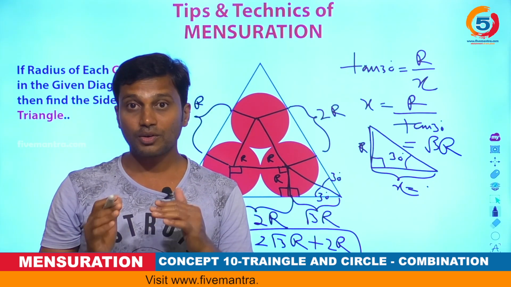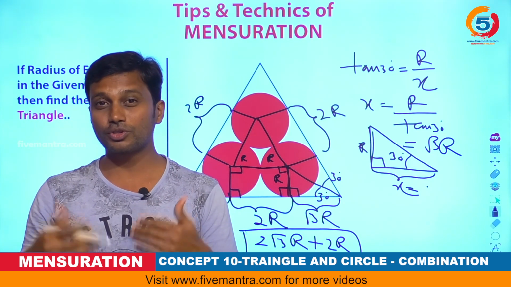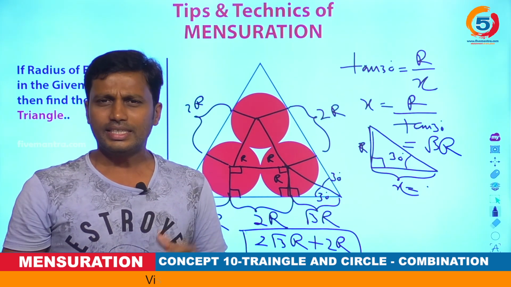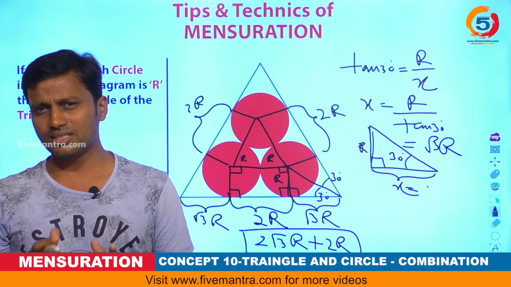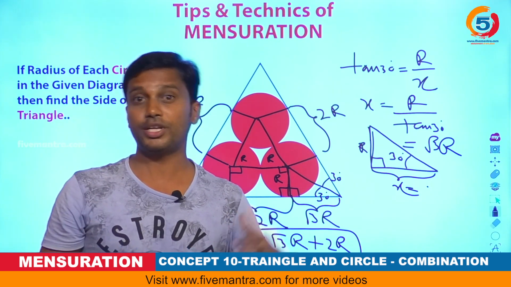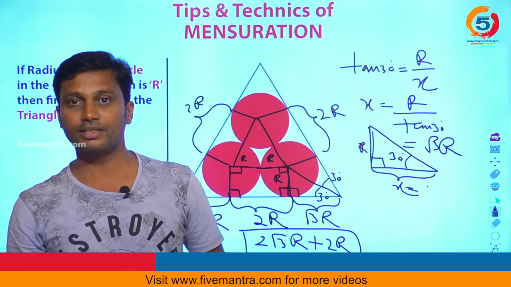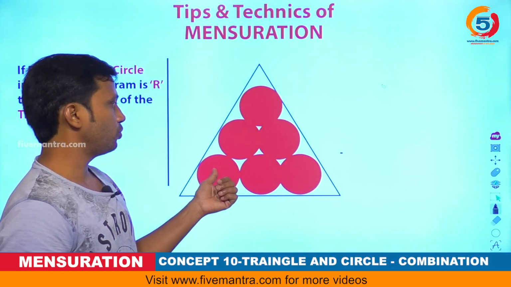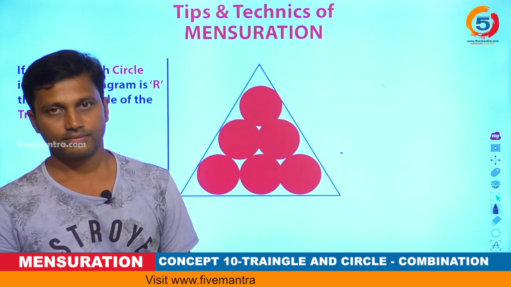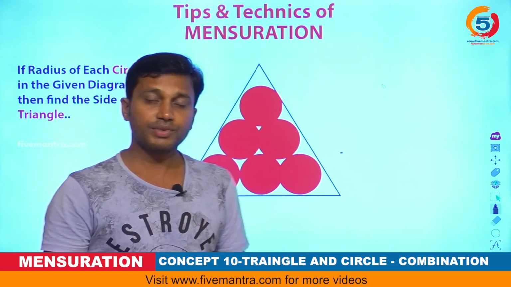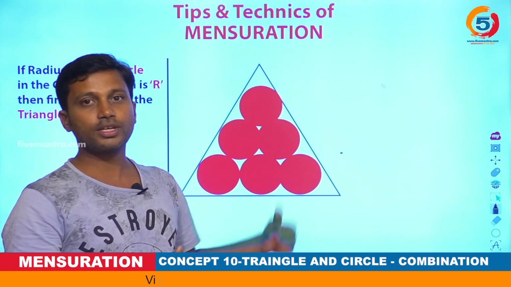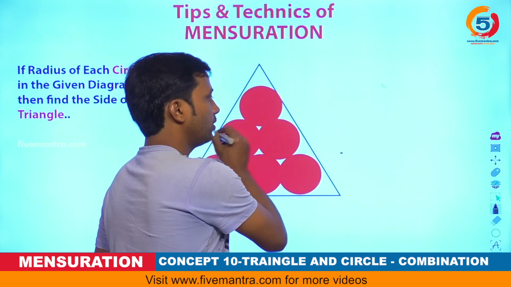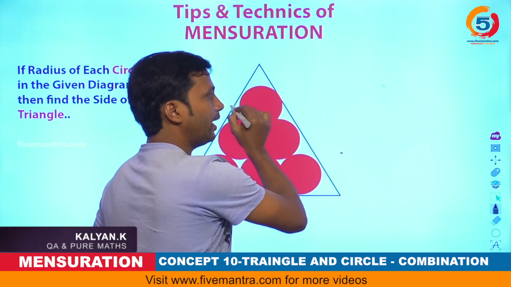Okay, now the next question that arises here is: is this only restricted to 3 circles in a triangle, or can it be extended to any number of circles? Let us see in our next question. Now let us extend the same case to 6 circles. Instead of telling the number of circles, we can divide that into rows. How many rows are here? 1 row, 2 rows and 3 rows.